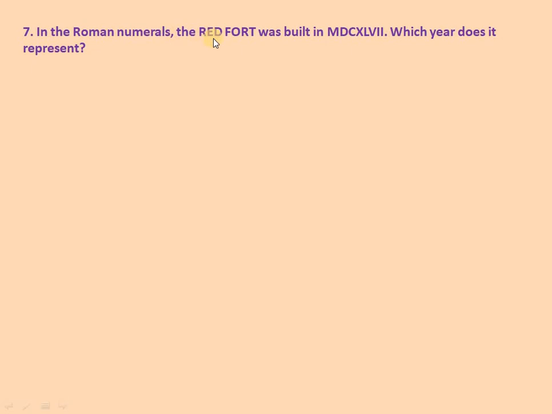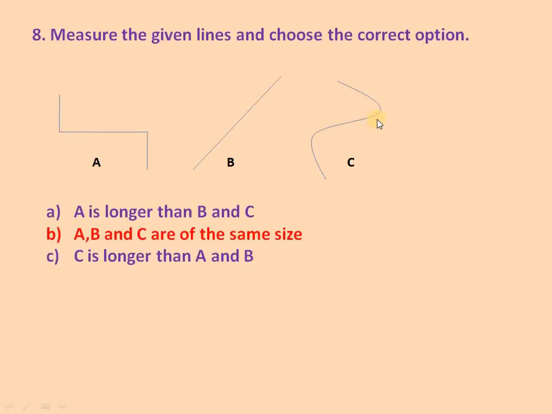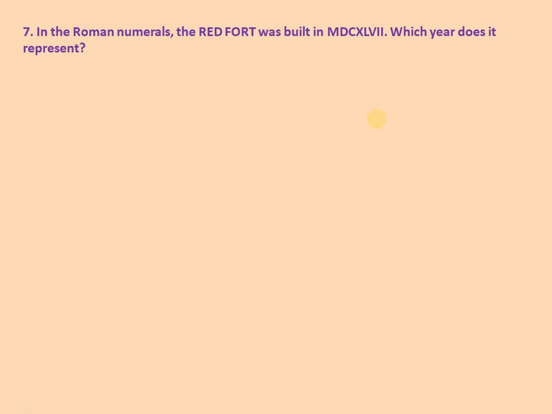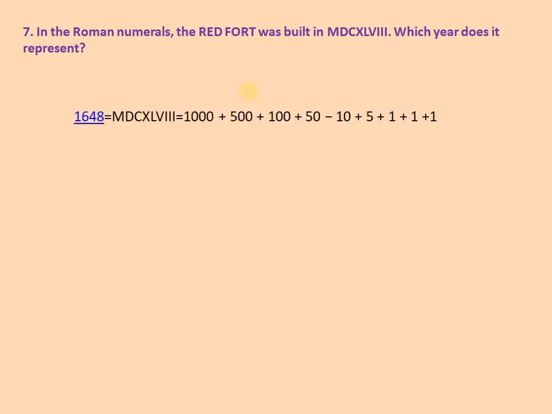In the Roman numerals, the Red Fort was built in MDCXLVIII. Which year does it represent? So let's see the representation. The numeral written in front of you, you have to tell which year it is. MDCXLV and 3 times I. M stands for 1000 plus D stands for 500. After that we are going to write 100. This will give you 1600. It is written over there.